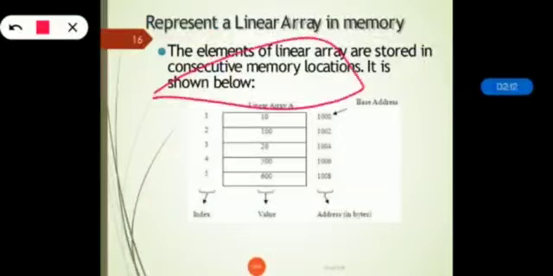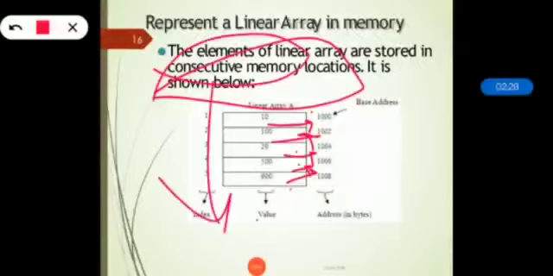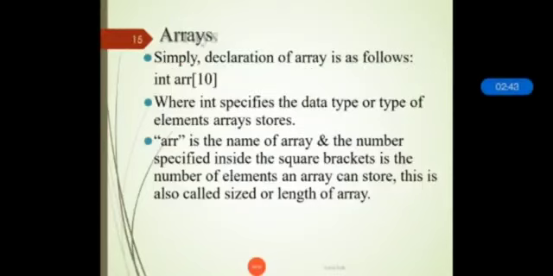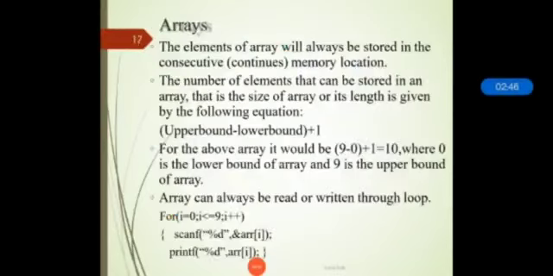See, this is our linear array. 10, 100, 20, 500 and 600 are the elements. We are storing them at particular memory address locations. In this way we can represent the linear array in consecutive memory locations. We can see over here the elements of the array will be stored, as I said, in consecutive memory locations. The number of elements that can be stored in the array is the size of the array, which we have seen here is 10.